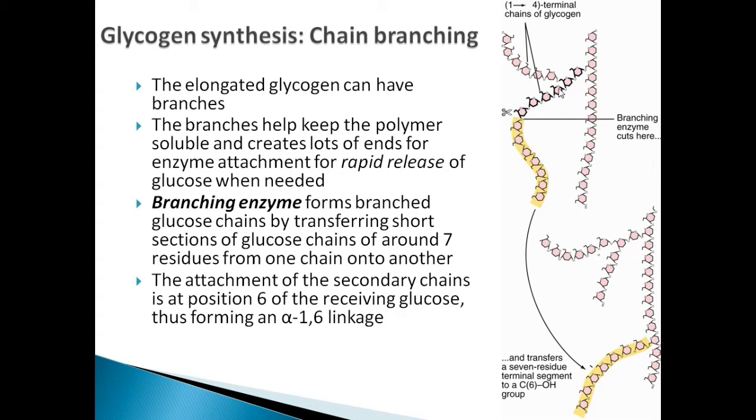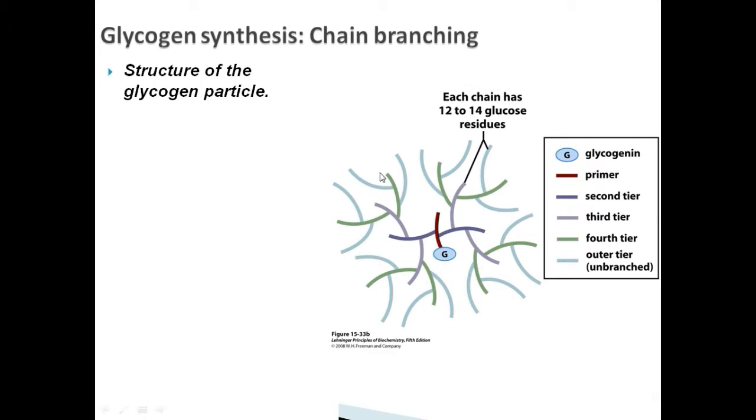So what we're showing here is a growing chain of glycogen. It was all in the alpha-1,4 formation of the bonds, so all of the little bonds are alpha-1,4 bonds, but then the branching enzyme will cut at least 7 residues from this growing chain and attach it somewhere else. And this new bond that it forms here is onto a carbon 6, so that makes it an alpha-1,6 bond that is being formed, and this is how branches are formed.